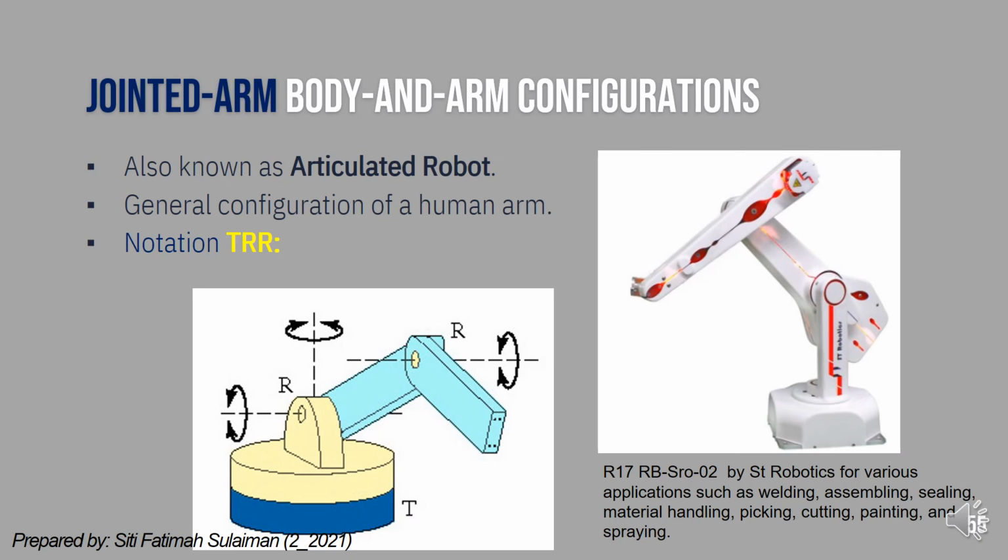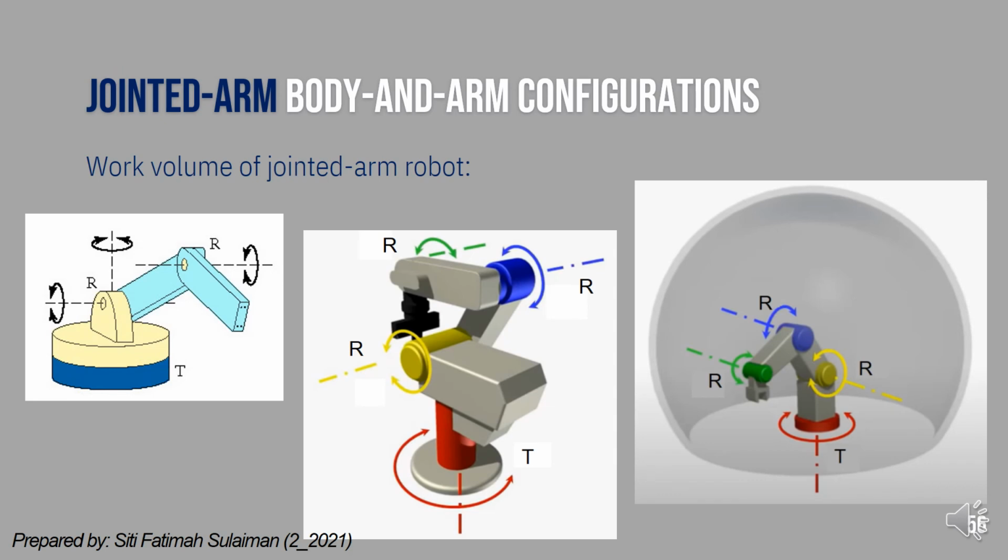Next is the jointed arm or articulated robot. This type of robot configuration is said to be similar to the human arm. As you can see, this robot seems similar to a human arm, and this jointed arm robot consists of type T, type R, and type R joints. So T, R, and R joints. Like the polar robot, the jointed arm robot produces a spherical work envelope.